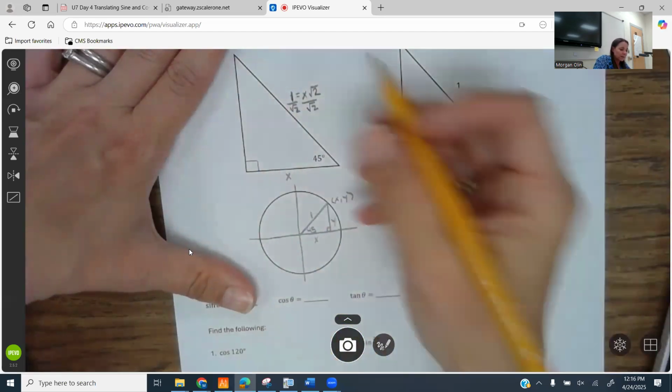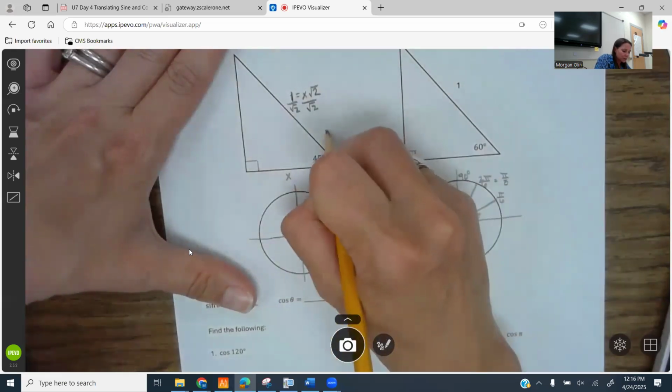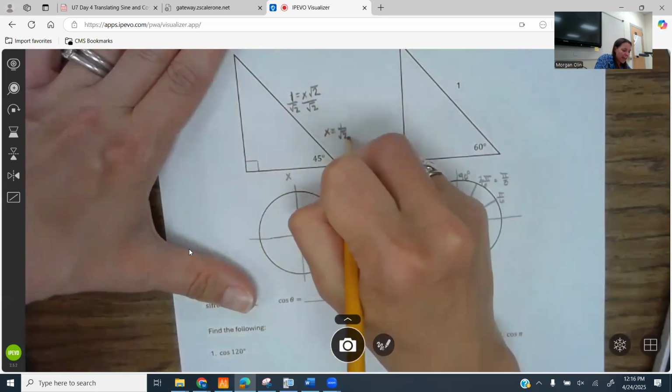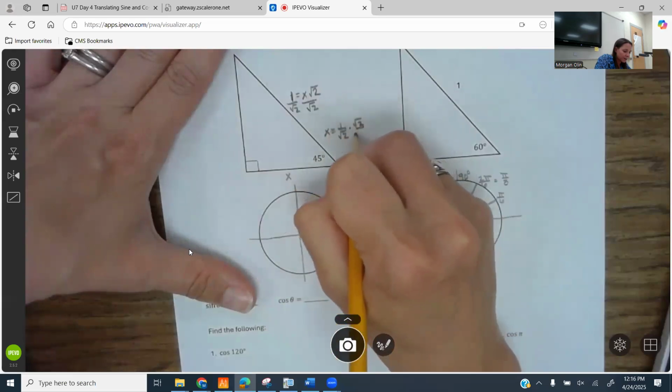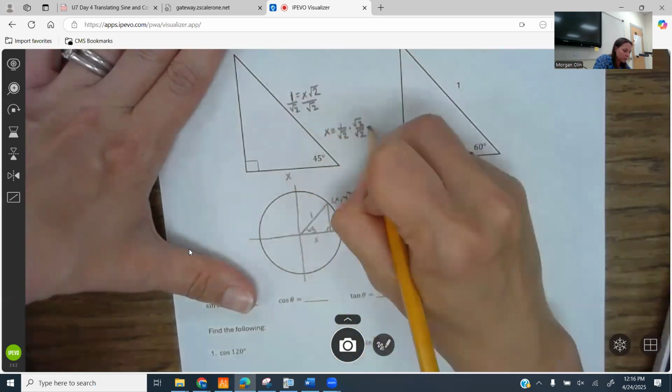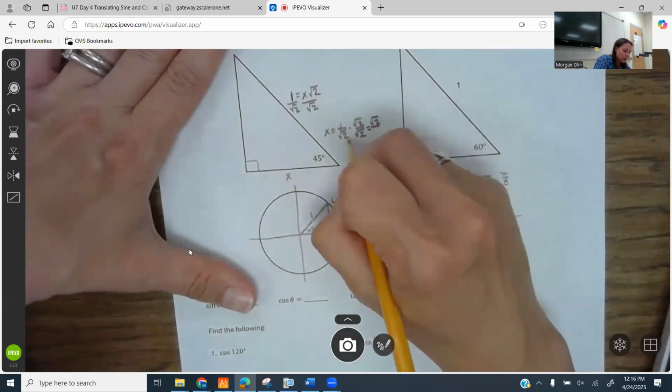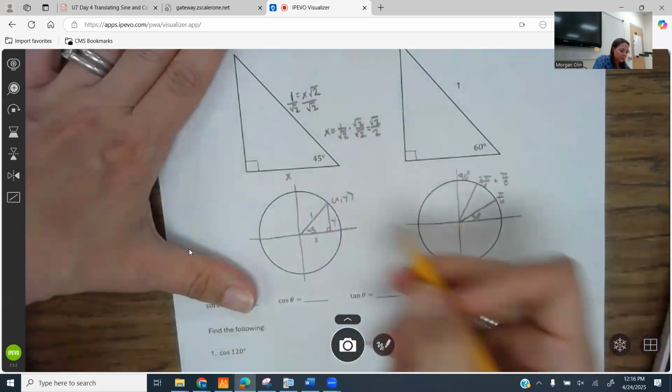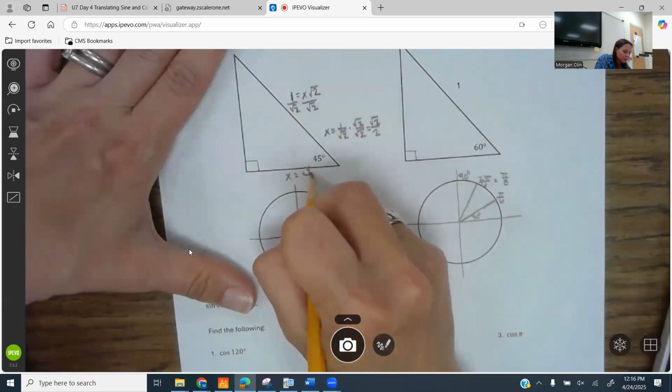Okay, to find x, when I do that, x equals 1 over square root of 2, but we hate the radical in the denominator. So we would multiply by the radical 2 over radical 2. So radical 2, and then that makes 2. So guess what? This side is square root of 2 over 2.